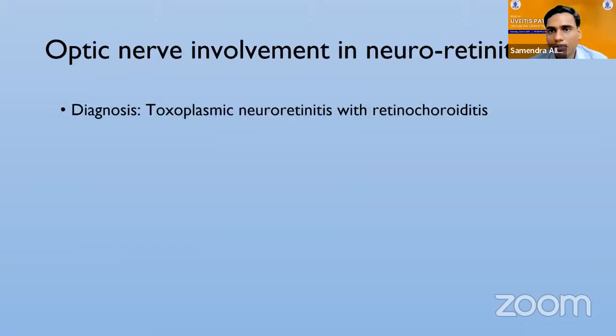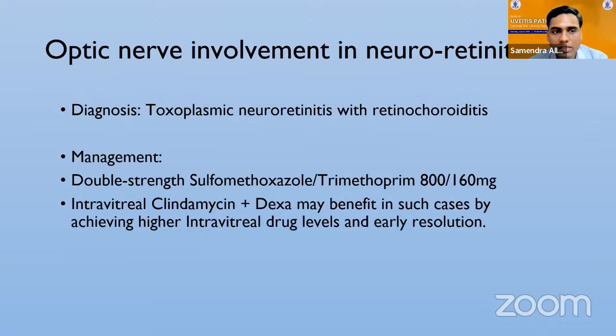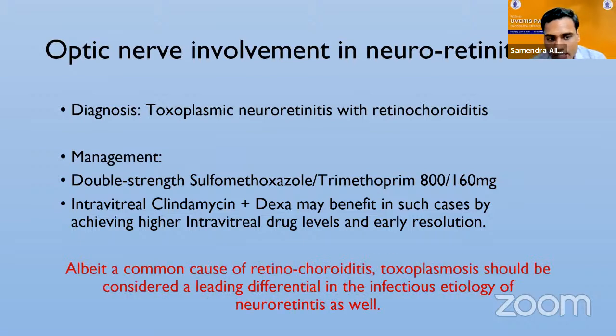Now, the optic nerve involvement in neuroretinitis, it is important to note that toxoplasma usually presents with retinochoroiditis. However, in a case of neuroretinitis, toxoplasma should be one of our important differential diagnoses. The management in such cases is with double-strength sulfamethoxazole trimethoprim. Intravitreal clindamycin and dexamethasone may also benefit in such cases by achieving higher intravitreal drug levels and easy resolution. Now, as I said, although a common cause of retinochoroiditis, toxoplasmosis should be considered as a leading differential in the infectious etiology of neuroretinitis as well.